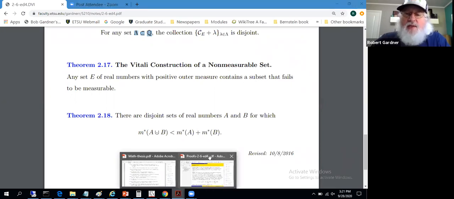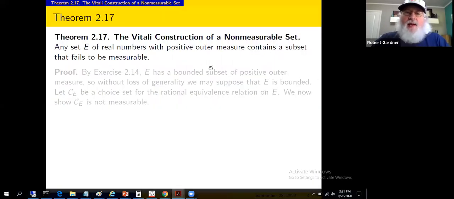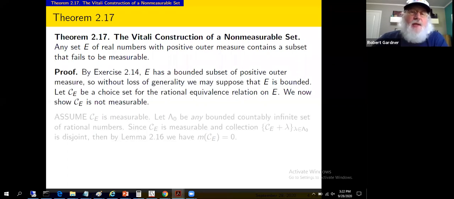All right, let's look at a proof of the construction of a non-measurable set. I might put that word construction in quotes because, as discussed at some length in the other version of section 2.6, we have no clue what's in this set that we're about to construct and show is non-measurable. We don't have any idea because we've used the axiom of choice to create it. Okay.